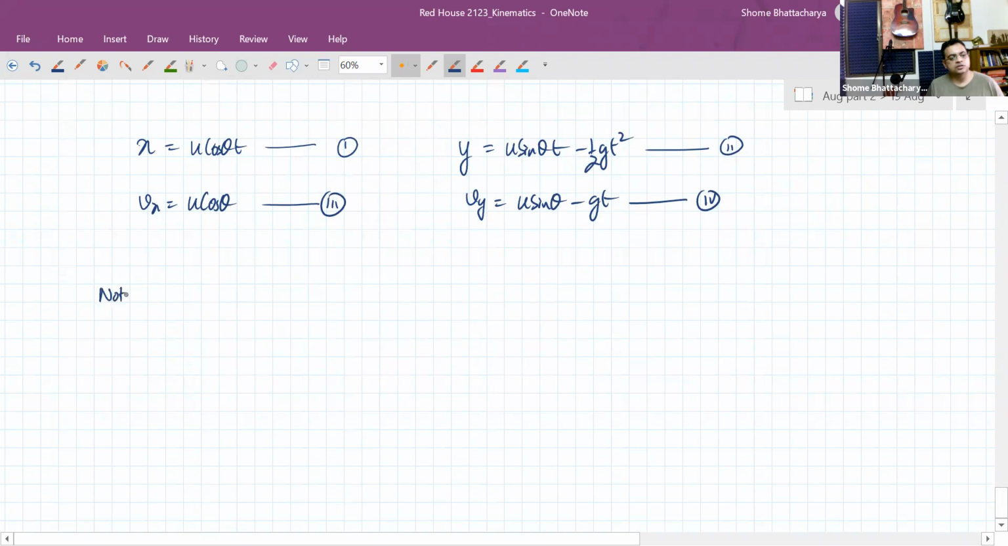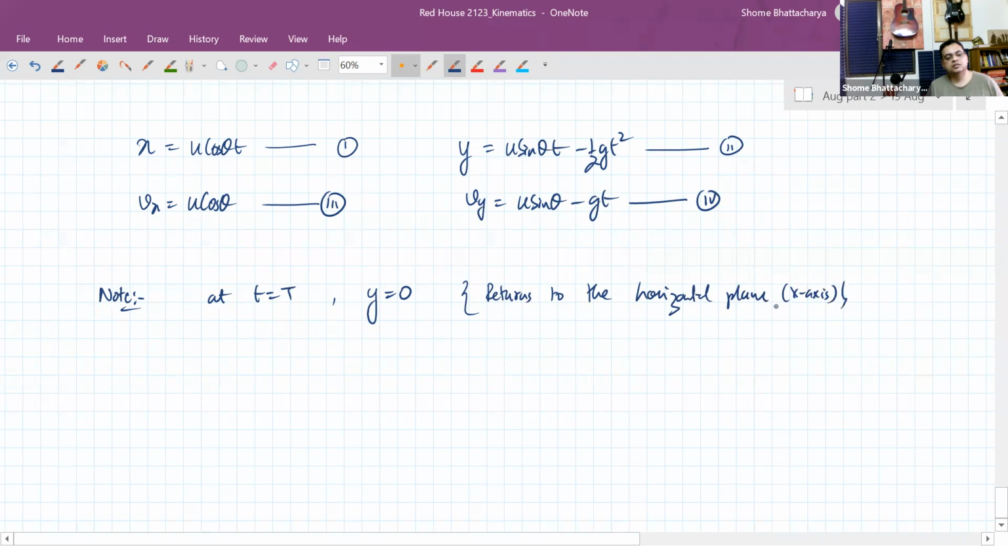Now, first of all, see that at time t equal to capital T, total time of flight, the y coordinate is becoming how much? 0, because it returns to the horizontal plane, which in our case we have taken as the x-axis. So its y coordinate should be 0. So from equation 2, you can see that u sin theta into capital T minus half g T square should be 0. So this will give us the formula for the time of flight.